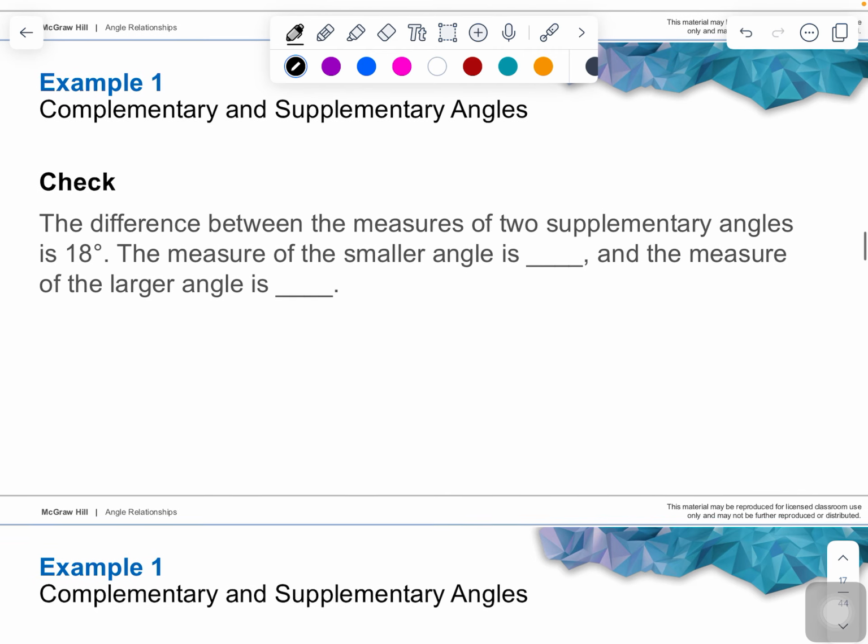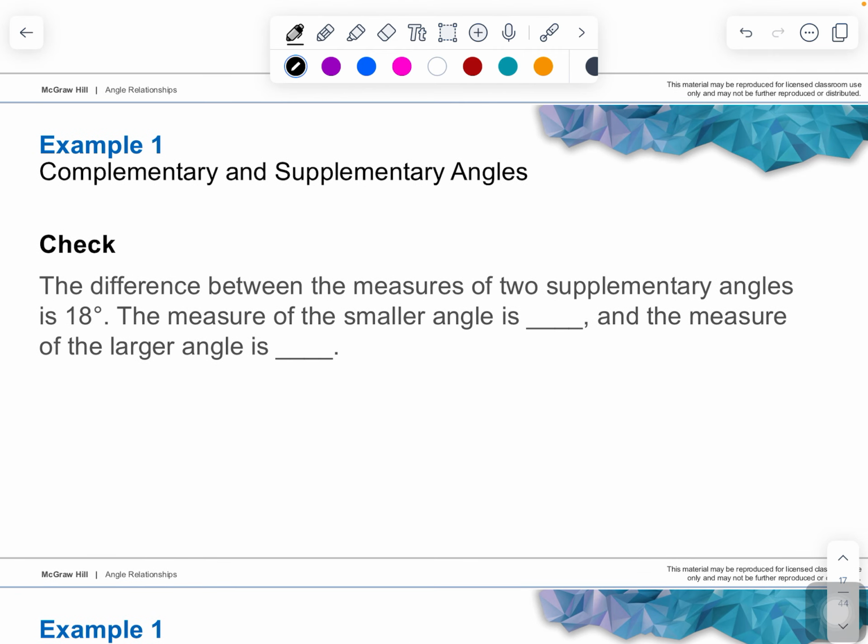Okay. Now, this one, mine says example on it, but this is supposed to be your practice. The difference between the measures of two supplementary angles is 18 degrees. The measure of the smaller angle is what? And the measure of the larger angle is what? Go ahead and practice. And pause me here.